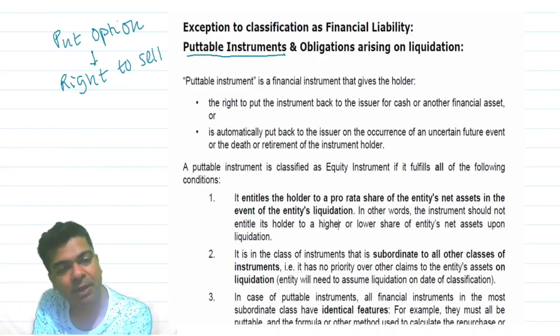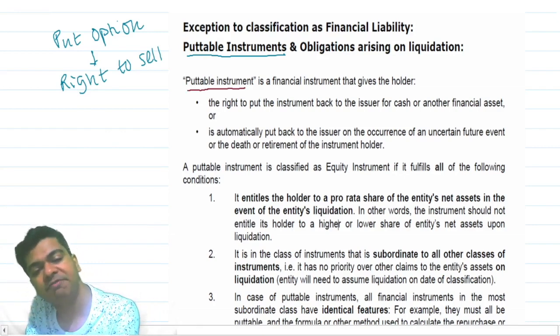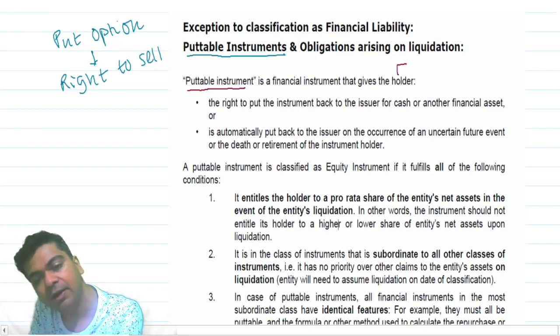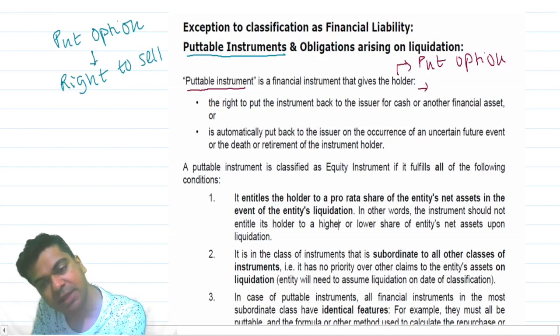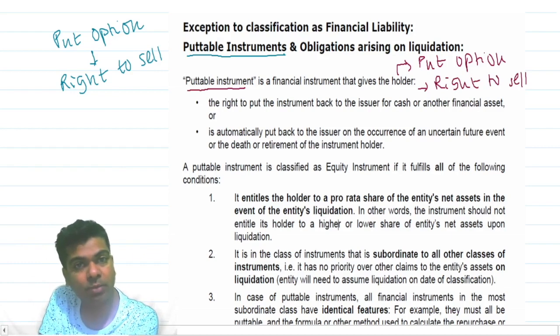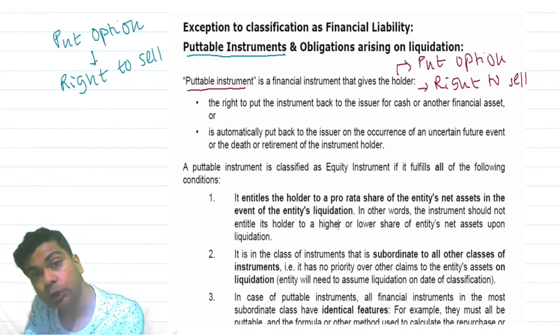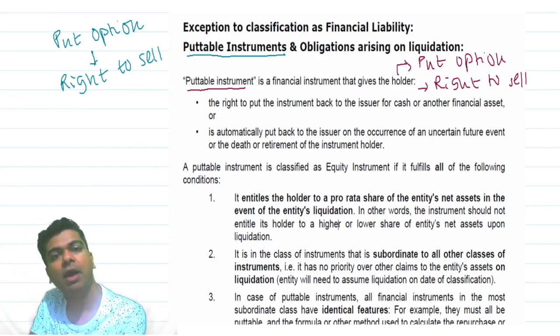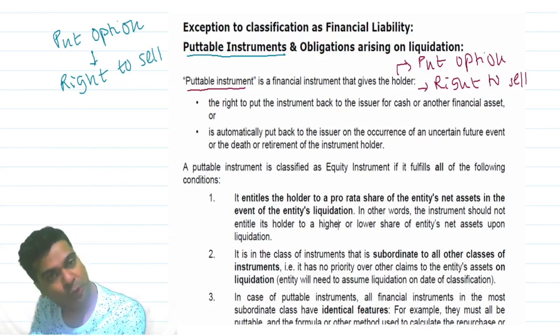So if we examine now the definition of a puttable instrument, here it is. They are saying a puttable instrument is a financial instrument that gives the holder a put option. That means the holder has the right to sell. Remember, without any obligation to do so. Think about that earlier case. You are holding units of a mutual fund. So you are a holder of units of a mutual fund. You have a right to sell the units to the mutual fund. You are not under any obligation to do so.